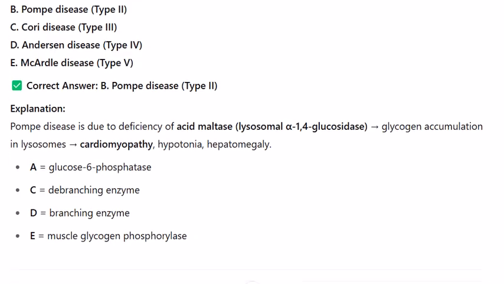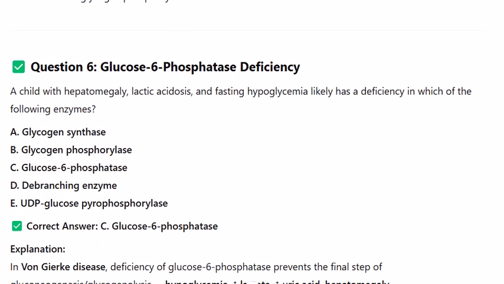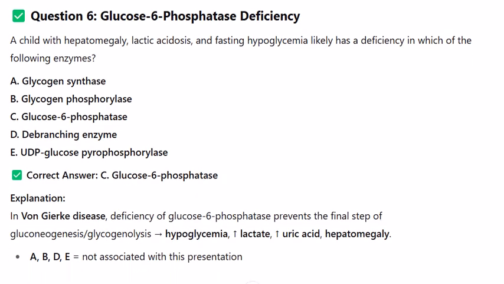Question 6. Glucose 6-phosphatase deficiency. A child with hepatomegaly, lactic acidosis, and fasting hypoglycemia likely has a deficiency in which of the following enzymes? A. Glycogen synthase. B. Glycogen phosphorylase. C. Glucose 6-phosphatase. D. Debranching enzyme. E. UDP-glucose pyrophosphorylase. Correct answer C.